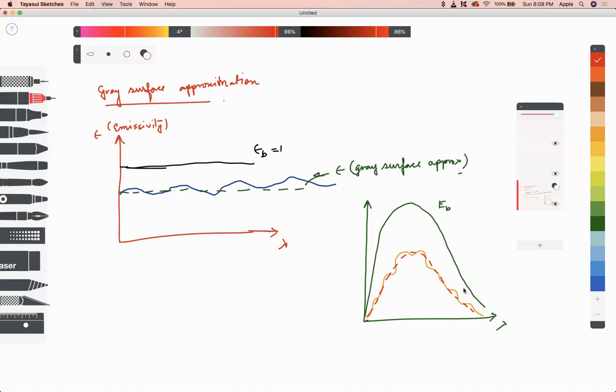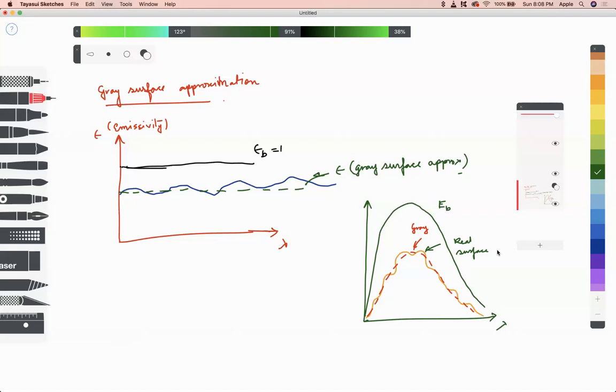All right, so this is your gray surface, and this is your real surface. That is why we go for this gray surface approximation.